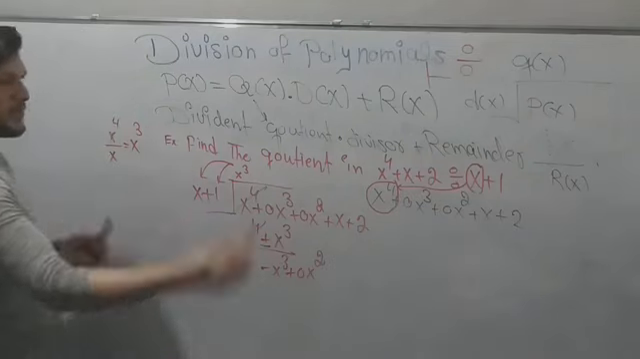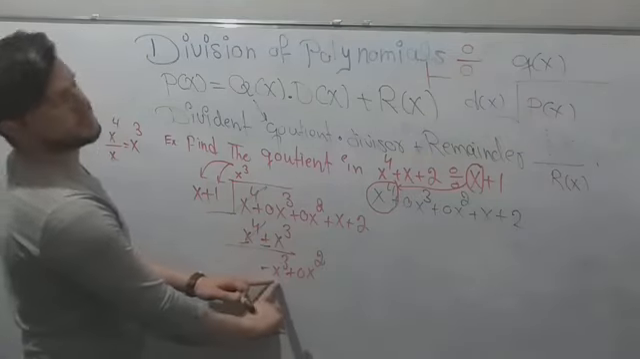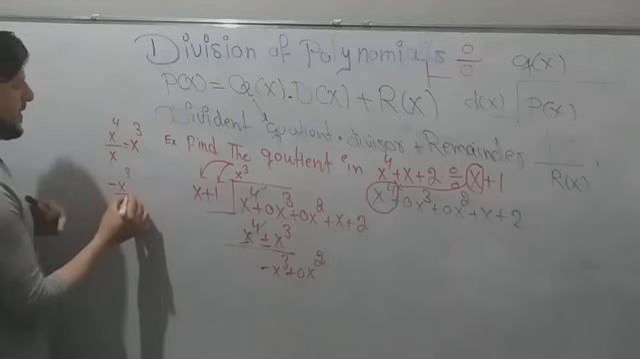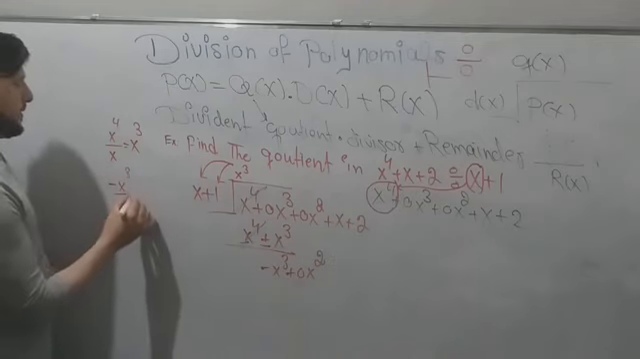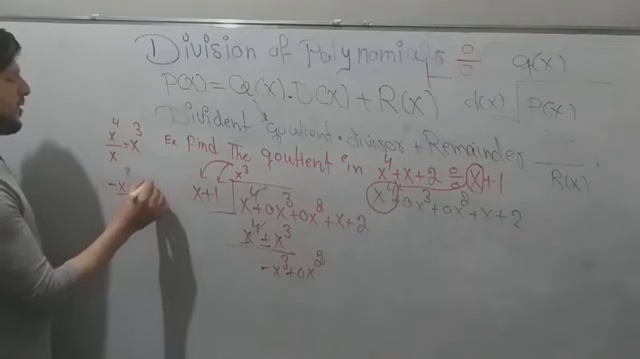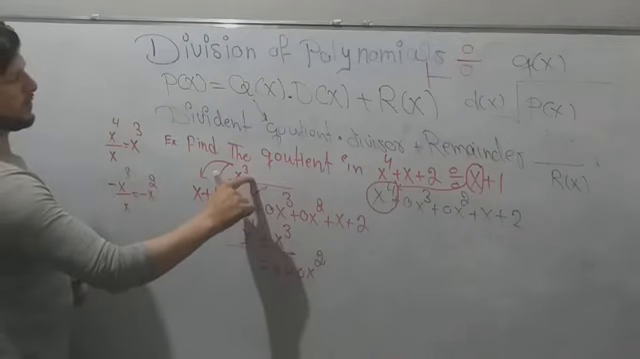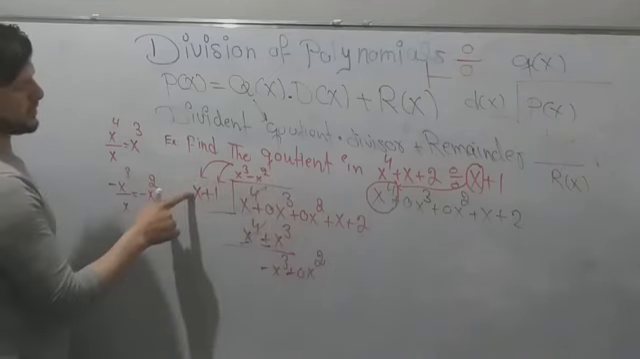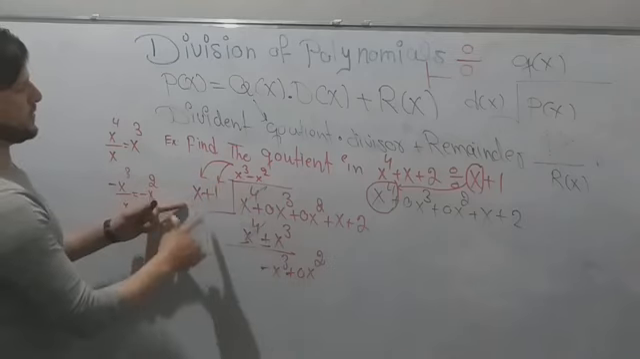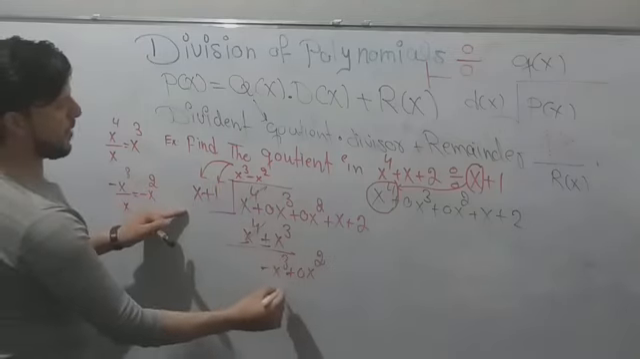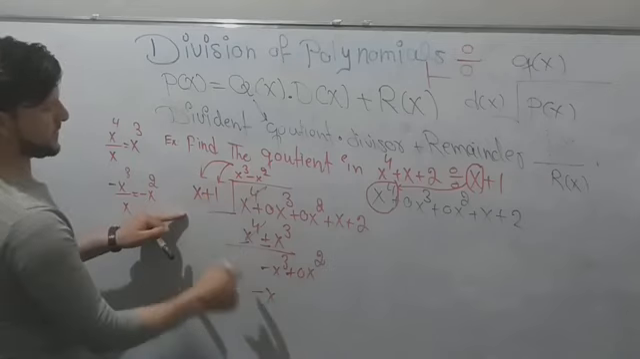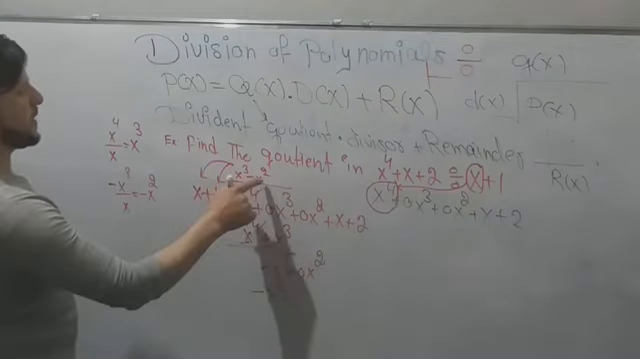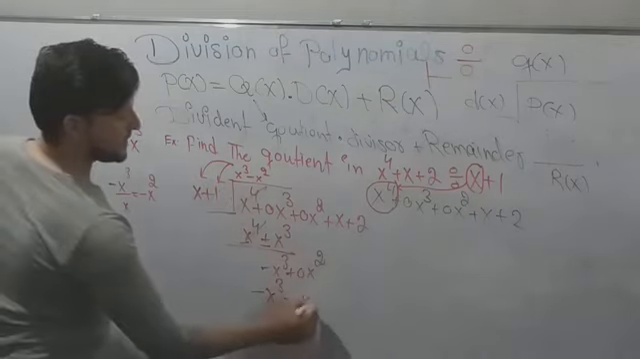Once again, divide the first term of this dividend by the first term of the divisor. It means negative x^3 divided over x. The answer will be negative x to the power of 2. Now write negative x to the power of 2 here, then multiply it by the divisor. Negative x to the power of 2 multiplied by x is equal to negative x to the power of 3, since negative times positive is negative. Negative x to the power of 2 multiplied by 1 is equal to negative x^2.